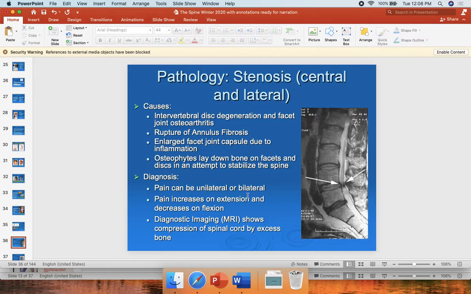The pain can be unilateral, bilateral, depending on where the stenosis is. It's usually going to increase on extension. It's going to decrease with flexion. If it's unilateral, usually one direction on lateral flexion will increase the symptoms, and leaning away will decrease the symptoms. And then on an MRI, we're going to see a narrowing of this canal.